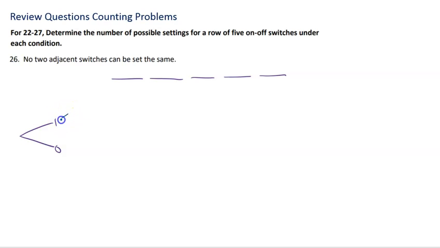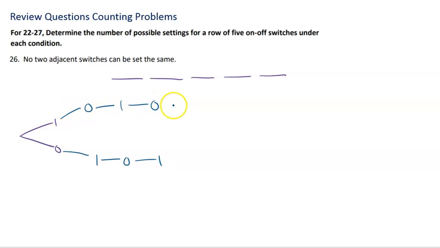And for the next branch, okay, now if this is on, this one has to be off. That's my only choice. If this one's off, this one has to be on. Interesting, right? My next choice for my third, if this one's off, it has to be on. If this one's on, it has to be off. You see where we're going with this? And if this was on, this one has to be off. If this one's off, this one has to be on. How many? 1, 2, 3, 4.